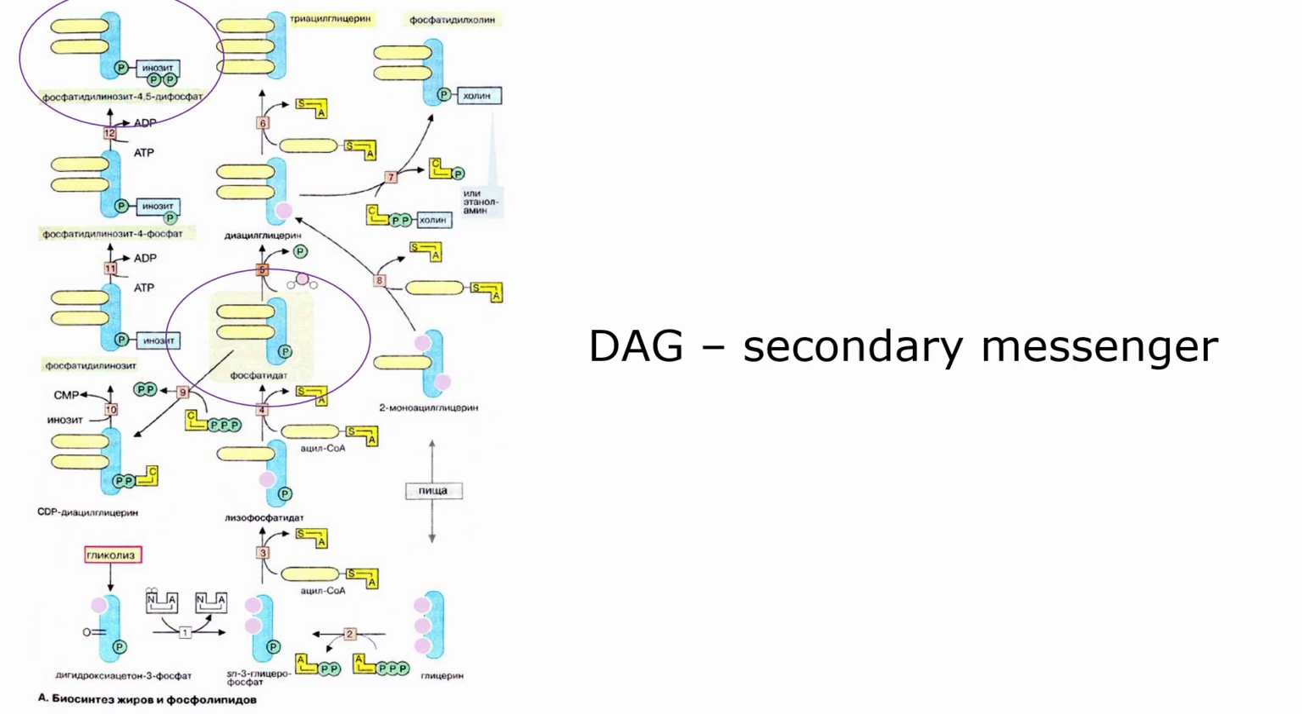After that we get CDP-diacylglycerol, and the next step is transferring the inositol to this compound, and we get phosphatidylinositol. After that come two reactions of phosphorylation, and we get phosphatidylinositol 4,5-bisphosphate, often called diphosphate.